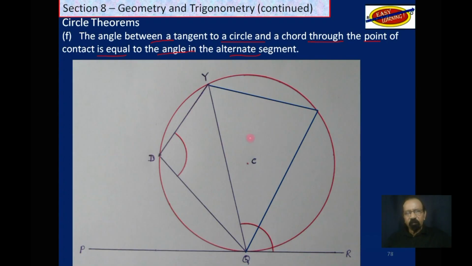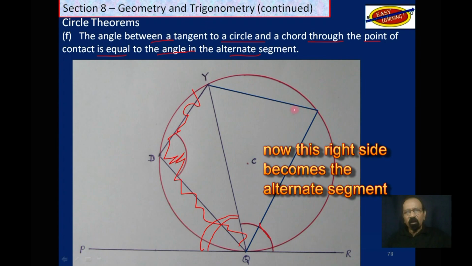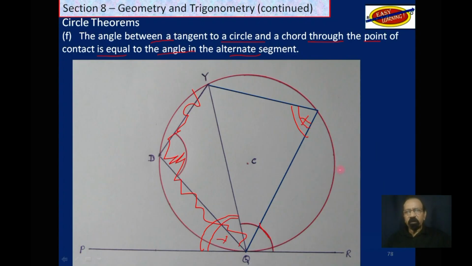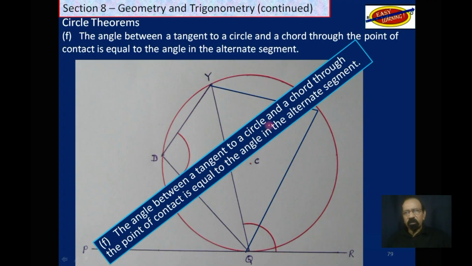If we take the other side, if we ignore this side now, and that angle, and we take an angle here, and we consider this angle on the alternate segment, then those two angles are equal to each other. So the angle between a tangent to a circle and a chord through the point of contact is equal to the angle in the alternate segment. As I said, this is about the most difficult of the 9 circle theorems that you have to learn.